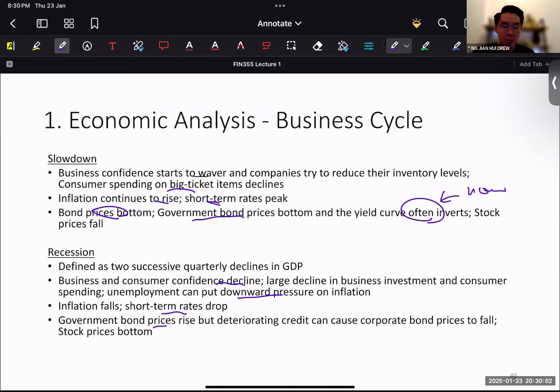Government bond prices increase because people are quickly putting all their money into bonds now, because in a recession, bonds are less risky compared to equities. That's why we see bond price rising as well, due to demand factors. And stock price will be at its lowest.